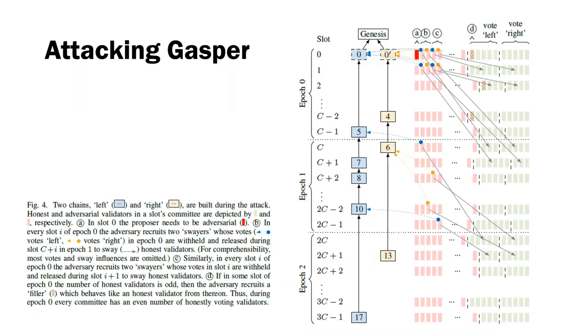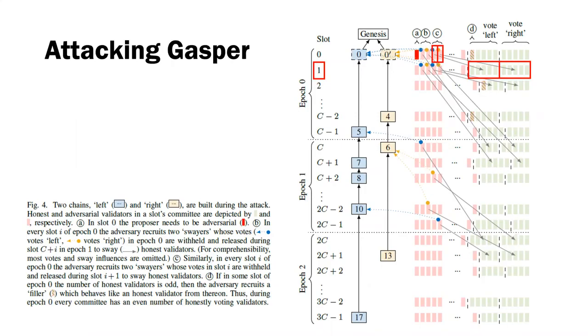Just before the beginning of the next slot, the adversary lets one of its committee members vote for the left block. This vote, however, is only shown to one half of the honest committee members of the next slot. Similarly, the adversary lets another one of its committee members vote for the right block. And again, it shows this vote only to the other half of the honest committee members of the next slot.